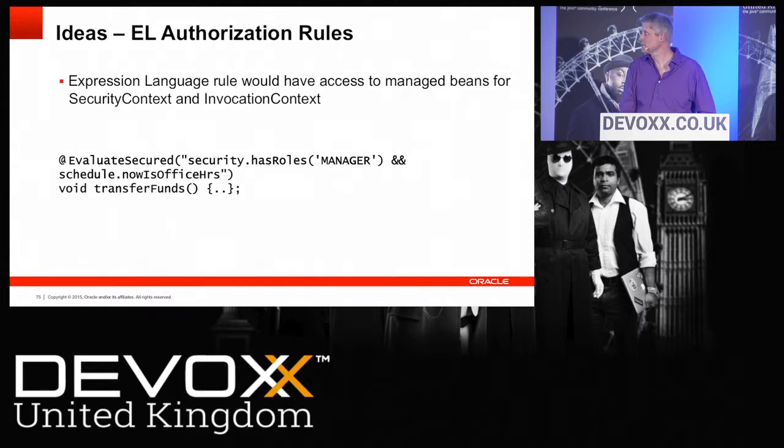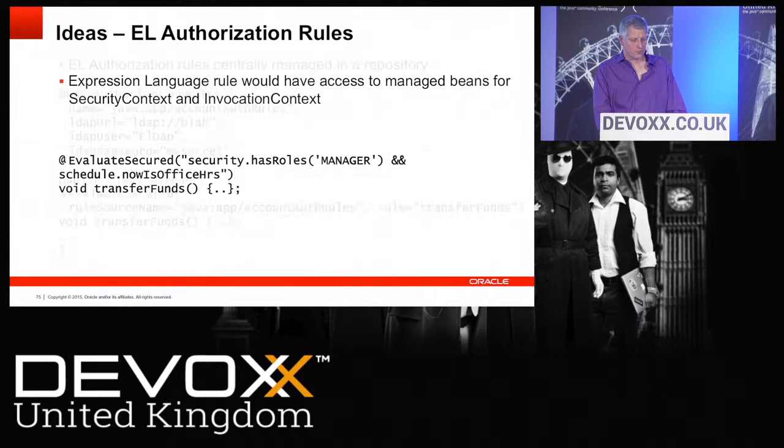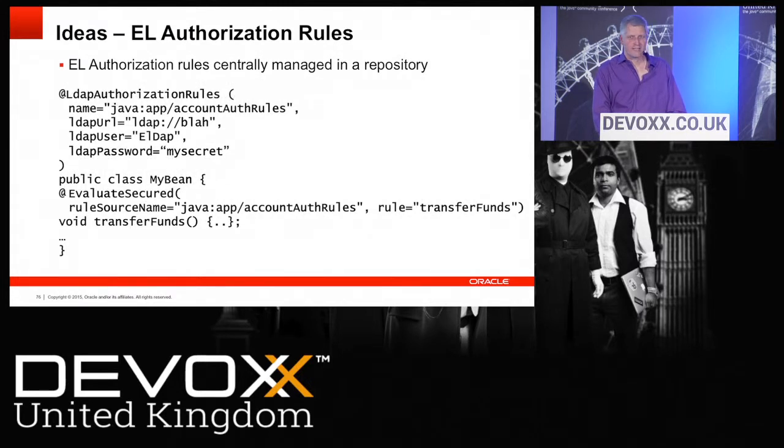Now, you can see a problem here is that you're going to start putting text rules all over your app, and you may not want to do that. So an extension of this is being able to centrally manage this, maybe in a repository, like an LDAP repository. So perhaps we define an LDAP authorization rules annotation, and a schema behind it, that would allow you to define an LDAP repository location to put these rules in, and then you could redo that last authorization rule as having a reference to the authorization repository with a rule key, like this. So in this case, again, the rule will be transfer funds, and it would have the same result.